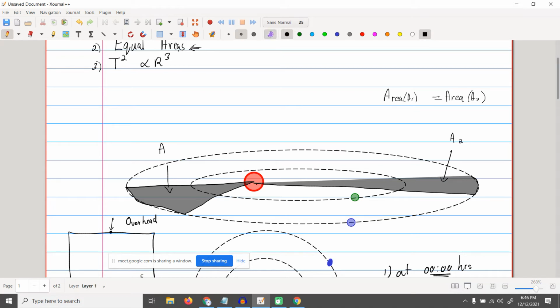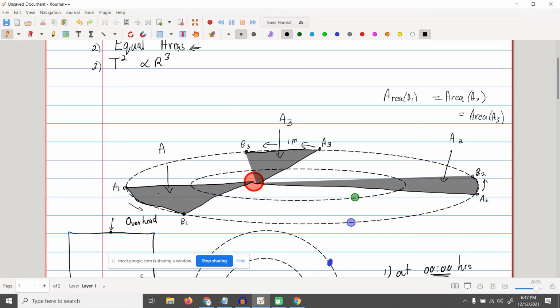You can take any other point in space as well. If you take this point over here, wait for 1 month, it's going to trace another area. This will be area A3. So area A1 will be equal to area A2, which is equal to area A3. Remember, we are waiting for exactly a fixed amount of time. So it takes 1 month for the planet to go from, let's say, A3 to B3, A1 to B1, and this is A2 to B2. So it takes the same amount of time.